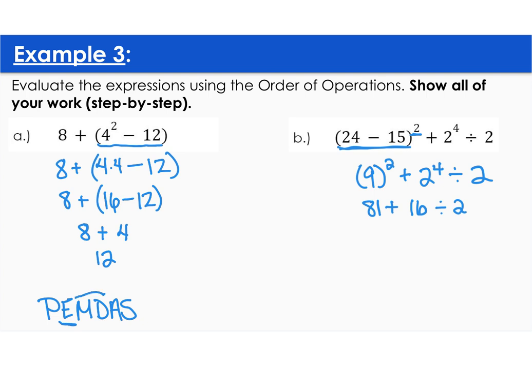Now I have the multiplication and division from left to right. Well, I only have one of those things, which is division. So I will do this division first. 16 divided by 2 is 8. Bring everything else down that we did not use. And then one final operation, which is 81 plus 8. And that is 89.